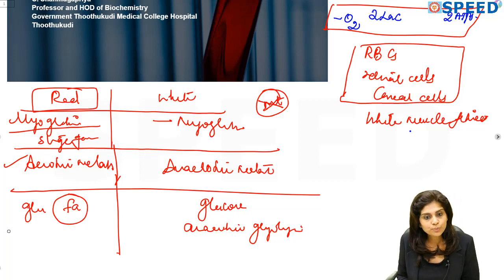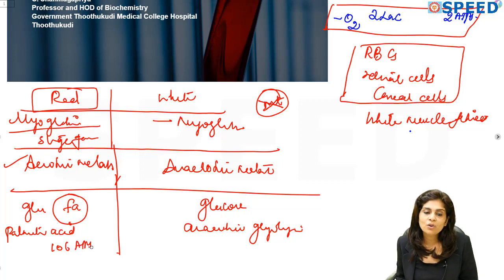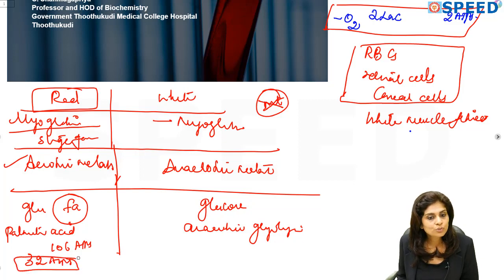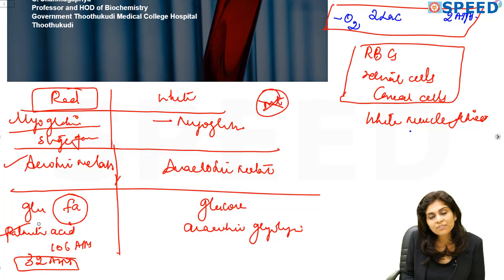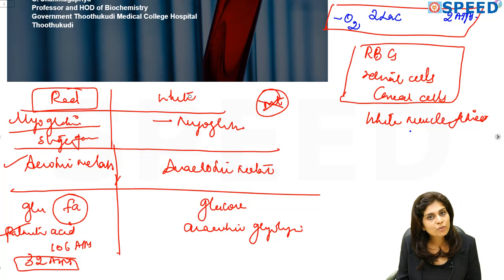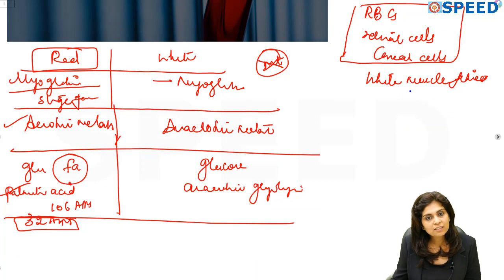I'll make it factual. Palmitic acid, for example, on oxidation provides you 106 ATPs. Whereas glucose on aerobic oxidation gives you 32 ATPs. So what would a cell choose? Fatty acid. So what is the preferred fuel for your red muscle fiber? It is fatty acid. What is the preferred fuel for your white muscle fiber? It is glucose. Okay, and that is why red muscle fibers store fatty acids more and more, in the form of triacylglycerol and cholesterol ester.